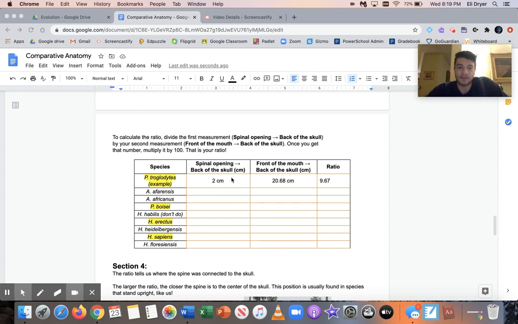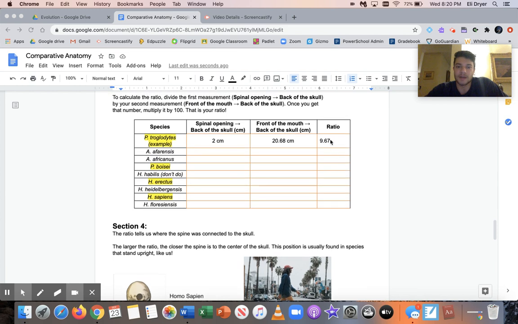Then we did some math. We found a ratio. We took our first measurement, we divided it by our second measurement, we multiplied by 100, and we got a ratio. And what we noticed about our ratios was that they got bigger as you go down the chart. And we only did this one, this one, this one, and this one. And we noticed that our ratios got bigger as you go down.